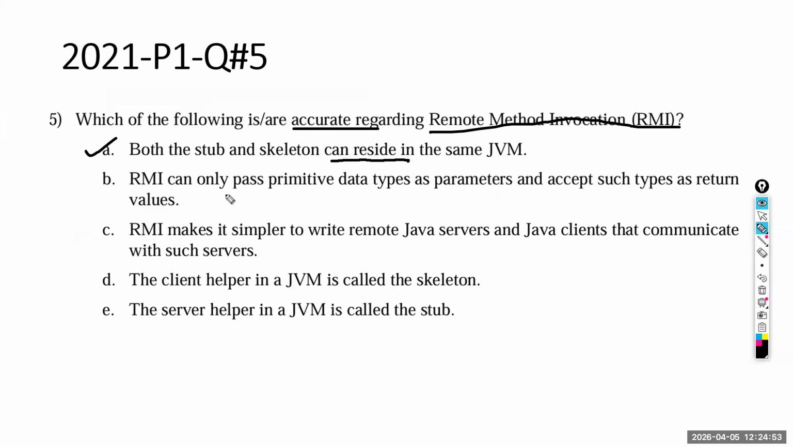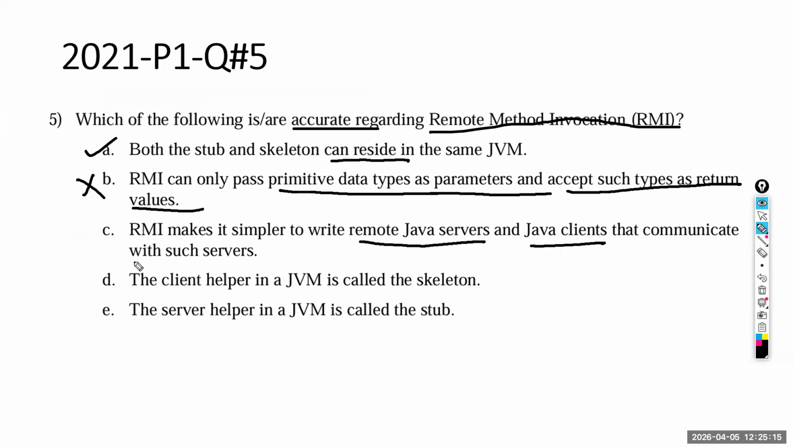RMI can only pass primitive data types as parameters and accept such types as return values. No, you can have objects as parameters and objects as return values. That is marshalling and unmarshalling. RMI makes it simpler to write remote Java servers and Java clients that communicate with such servers. Yes, because RMI generates the stubs and skeletons for you.